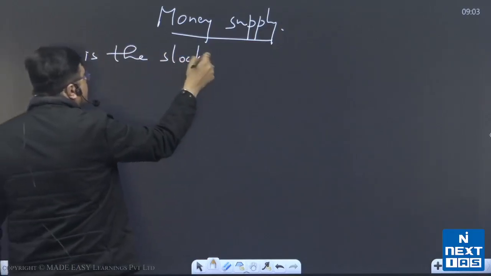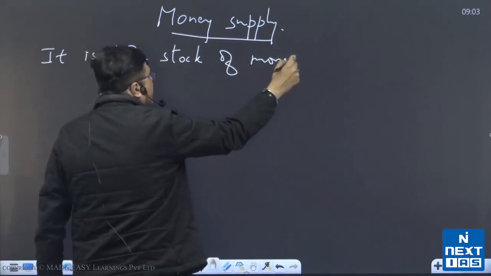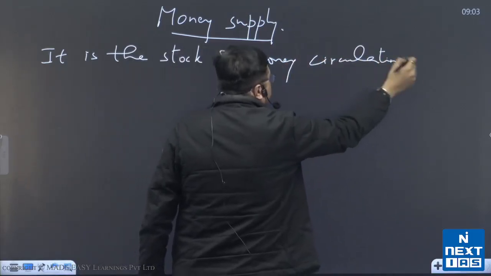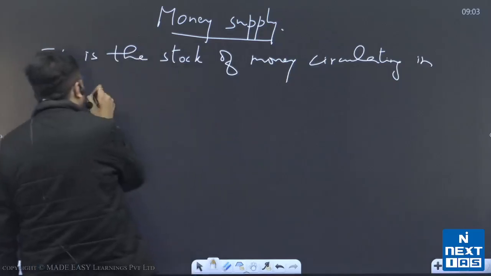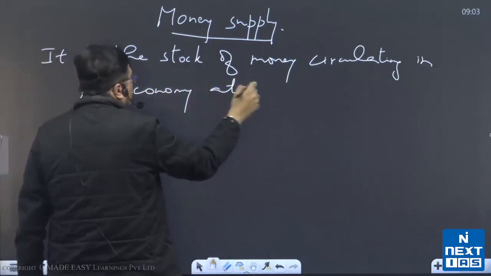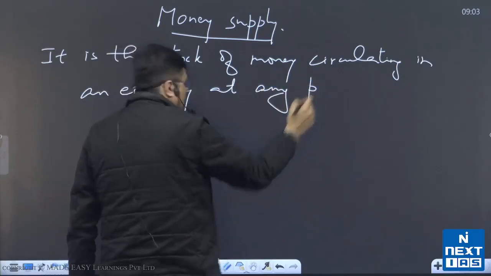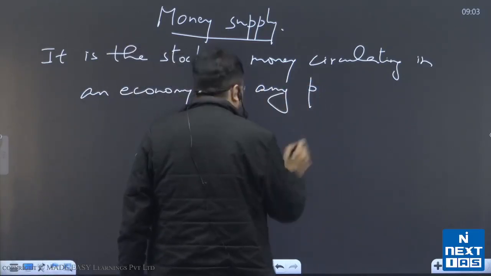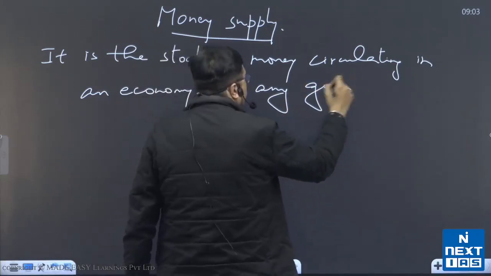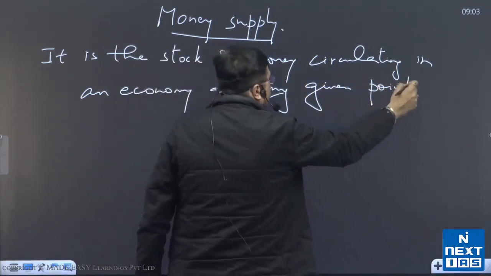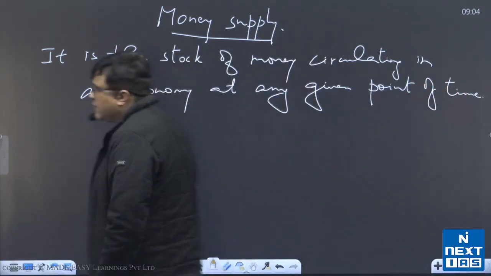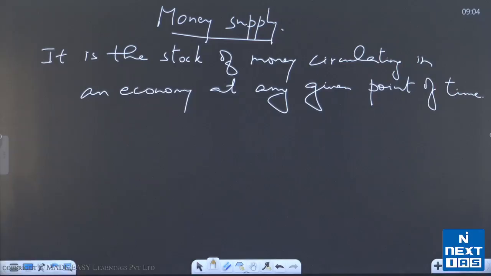When we say money supply, we say it is the stock of money circulating in an economy at any given point of time.